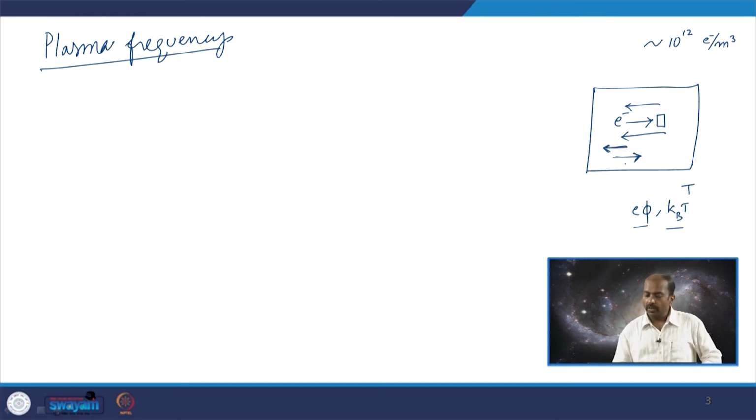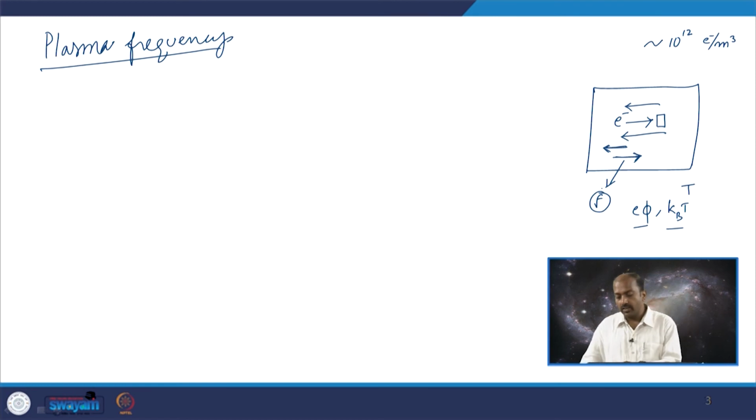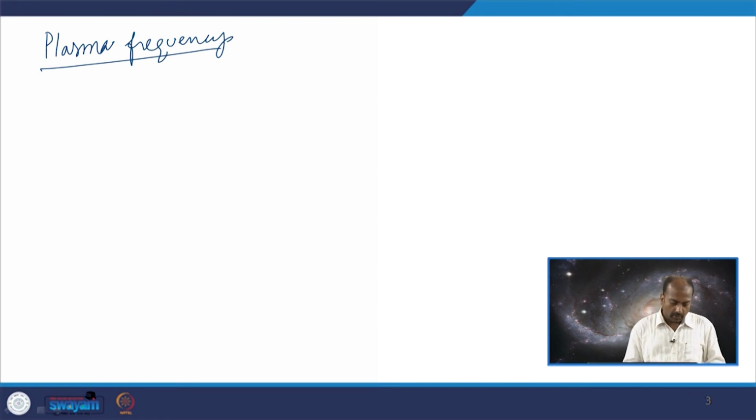We will be interested in finding the frequency of these oscillations, and this frequency is a characteristic of the plasma itself. It will depend on the number of particles present in the plasma. So, every plasma is characterized by its frequency. Okay. In this example we will try to derive the plasma frequency. So, let us consider an example.